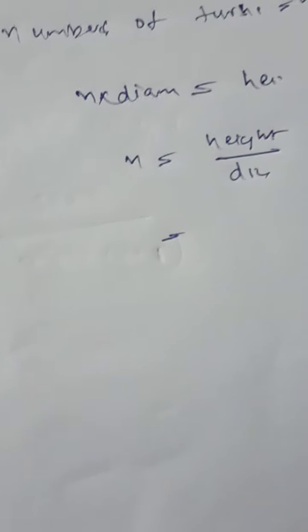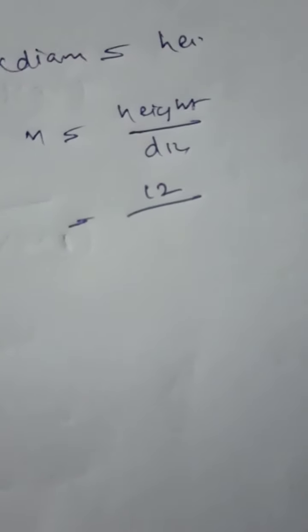So what is the height? They have given the height as 12 centimeter in the question. And what is the diameter of the wire? They have given 3 mm. So the diameter of the wire is 3 mm, and we need to convert it into centimeters: 3 by 10, that is 0.3 centimeters. So it will become 12 by 0.3, which is 40. The total number of turns will be 40 turns.